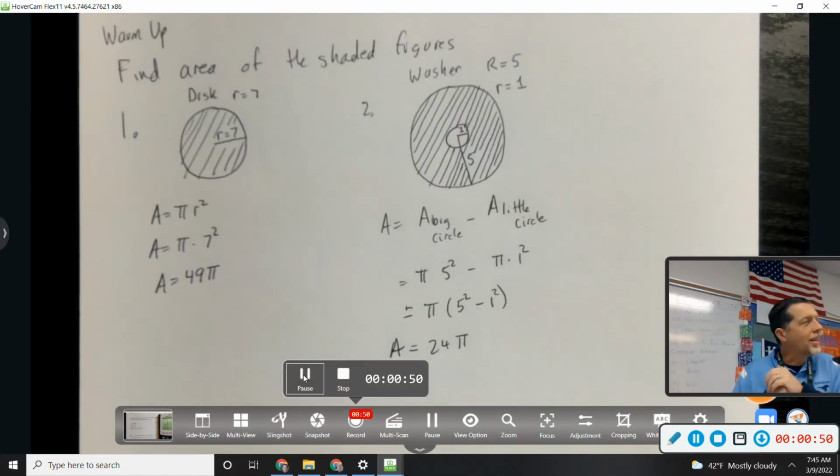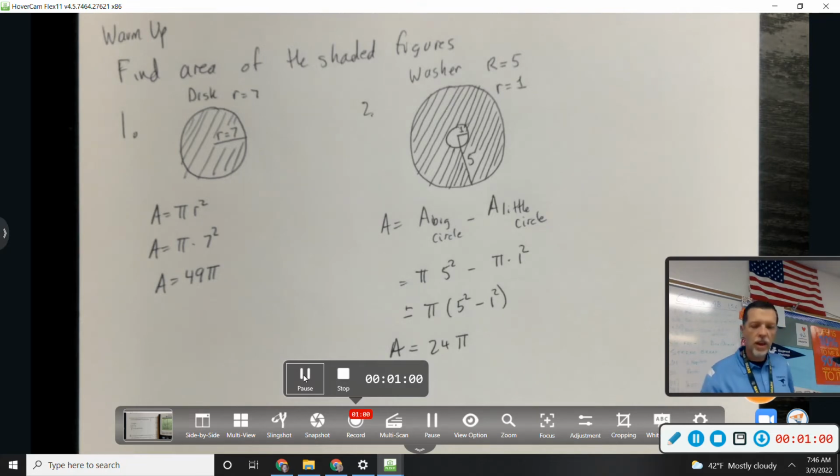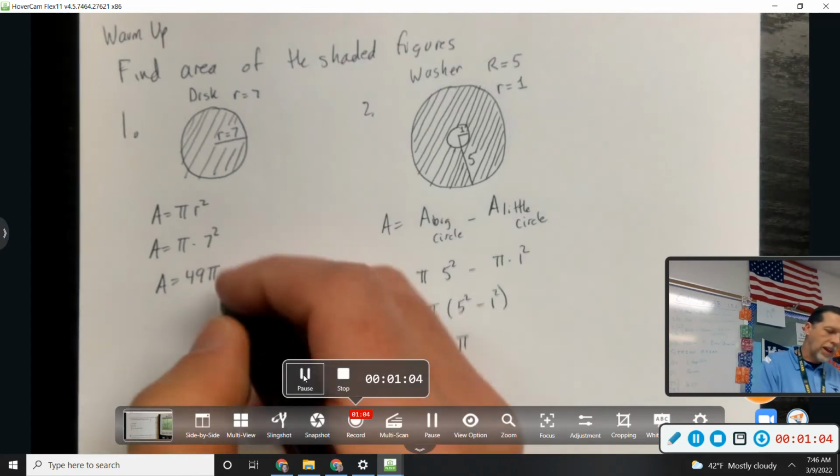So I hope you got that as an answer: 49 pi for the first one, 24 pi for the second one. Yeah, if you did it in the calculator, that's fine too. Absolutely. And then maybe arguably better, because the calculator is what we'll be using today.